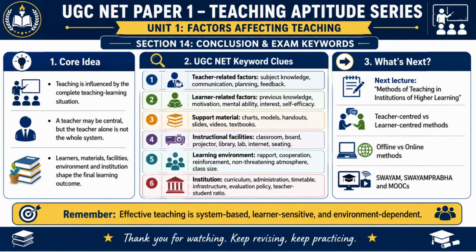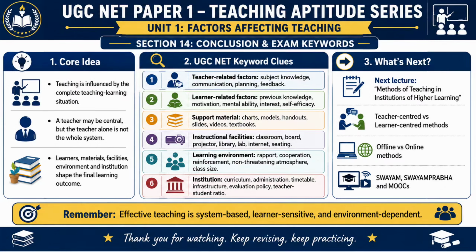Section 14. So students, this completes our detailed lecture on factors affecting teaching. The most important idea from today's lecture is this. Teaching is influenced by the complete teaching-learning situation. A teacher may be central, but the teacher alone is not the whole system. Learners, materials, facilities, environment, and institution all shape the final learning outcome.